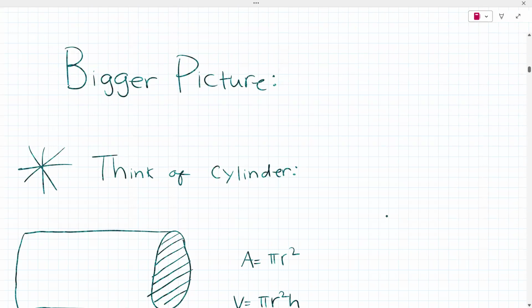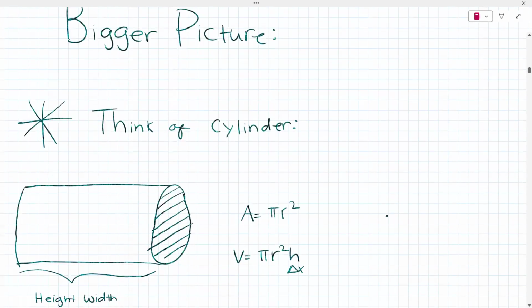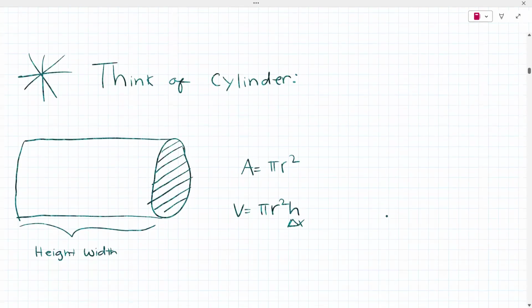So what we want to do is think of the bigger picture. You could think of it as a cylinder, right? Here we have a cylinder, and we know that the area of the base is pi r squared, and we know that the volume of a cylinder is pi r squared times h.